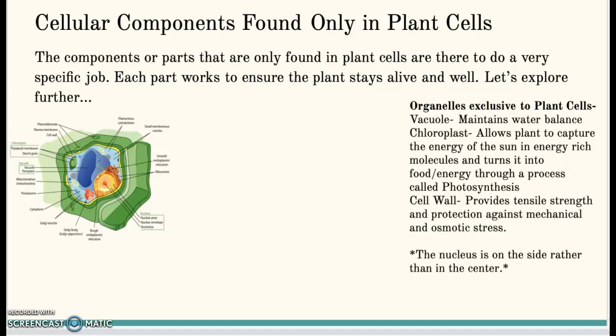Organelles that are exclusive to plant cells: the vacuole, which maintains water balance; the chloroplast, which allows plants to capture the energy of the sun, enrich molecules, and turn it into food or energy through the process of photosynthesis; the cell wall, which provides tensile strength and protection against mechanical and osmotic stress; and the nucleus is on the other side rather than in the center as with animal cells.